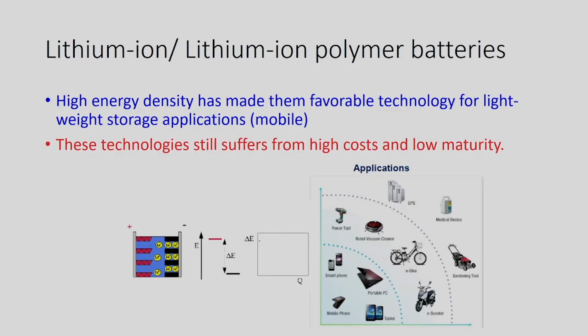And if we talk about lithium ion and lithium ion polymer batteries, as we can see from the Ragone chart, high energy density has made them a favorable technology for lightweight storage applications like mobile communications. These technologies still suffer from high cost and low maturity. This is the reason why they cannot be used in solar photovoltaic applications. There are many applications of lithium ion and lithium polymer batteries: e-bikes, scooters, gardening tools, tablets, mobile phones. Everywhere these lithium ion batteries are used.